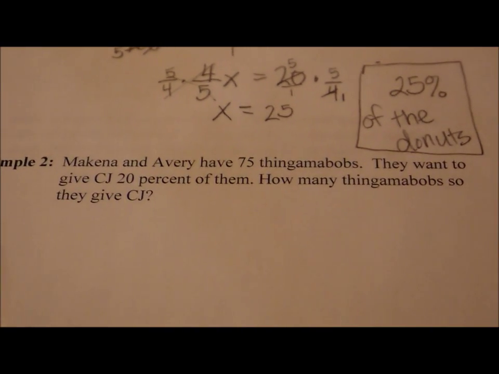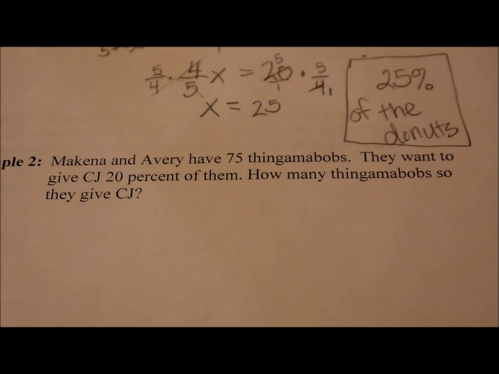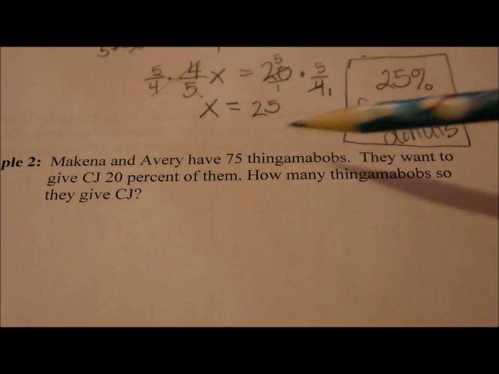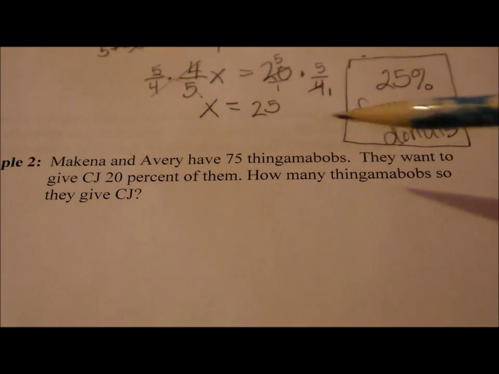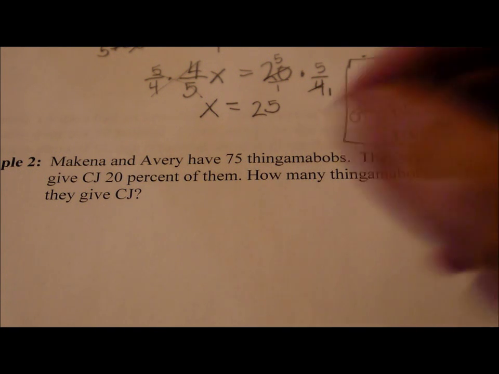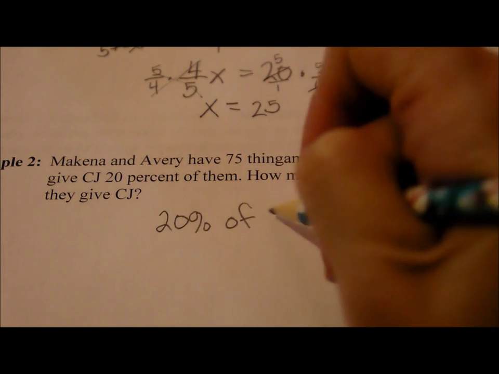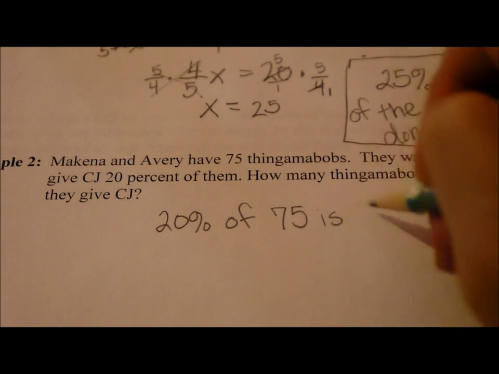Okay, example 2. McKenna and Avery have 75 thingamabobs. Now they want to give CJ 20% of their thingamabobs. So how many thingamabobs do they give to CJ? They have 75 and they're going to get rid of 20%. So we need to figure out what 20% of 75 is to figure out how much CJ is going to get. So we want 20% of 75 is what?